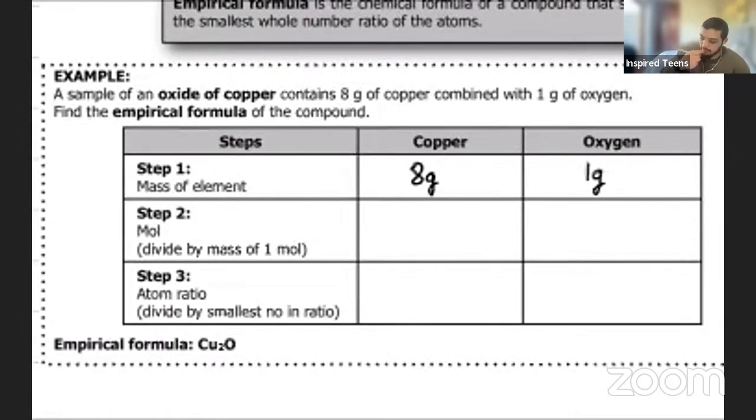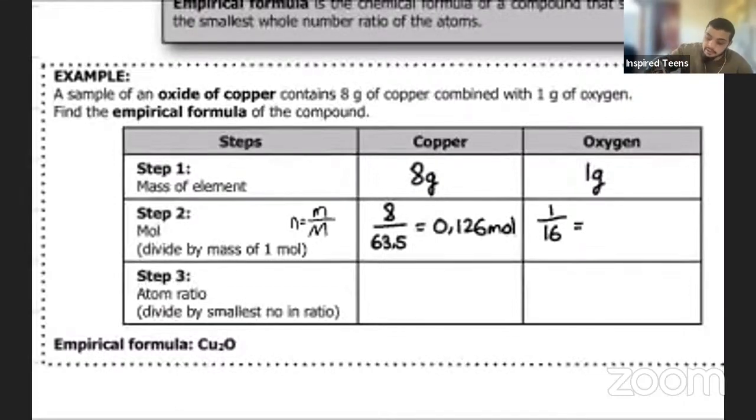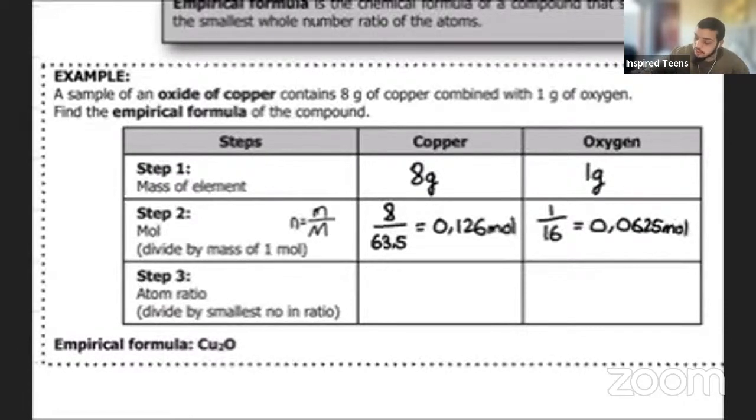Okay, now we get the moles. So we say 8 divided by the molar mass of copper, which is 63,5. Okay, and here we get an answer of 0,126 moles. Here for oxygen, it's 16, and by the way, the formula that I used here is n is equal to m over M. I divided 1 by 16, and I get 0.0625 moles when I do that calculation.